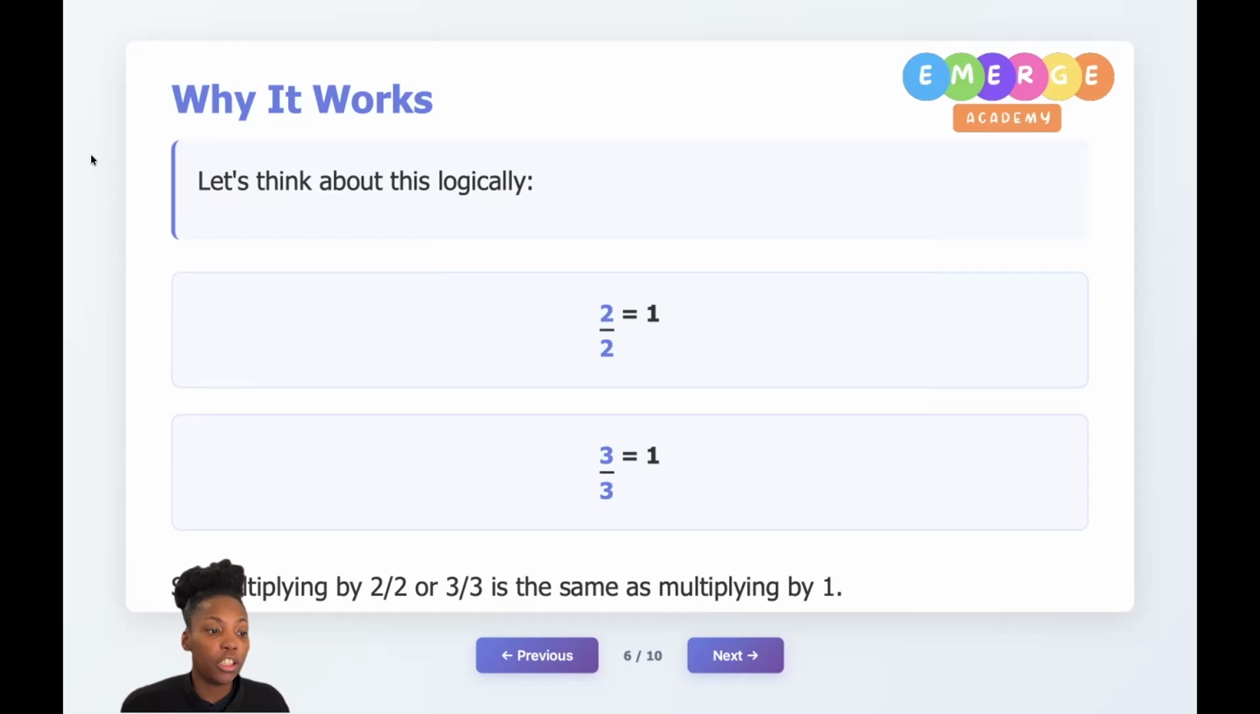So let's think about this logically. When we look at the fraction 2/2, it basically means 1 whole. 3/3, 1 whole. So multiplying by 2/2 or 3/3 is the same as multiplying by 1. And we will look at multiplying fractions later on within the series.